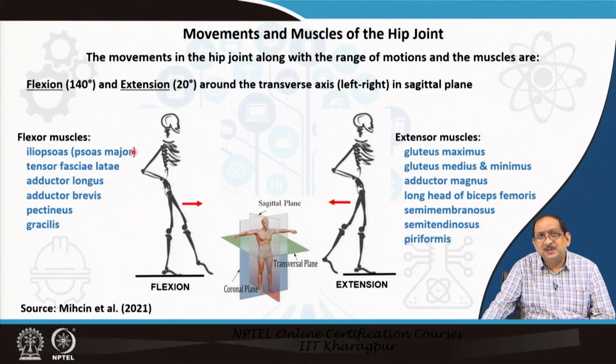The flexor muscles responsible for the movement flexion are indicated on the left hand side of the slide, whereas the extensor muscles responsible for the movement extension are indicated on the right hand side.